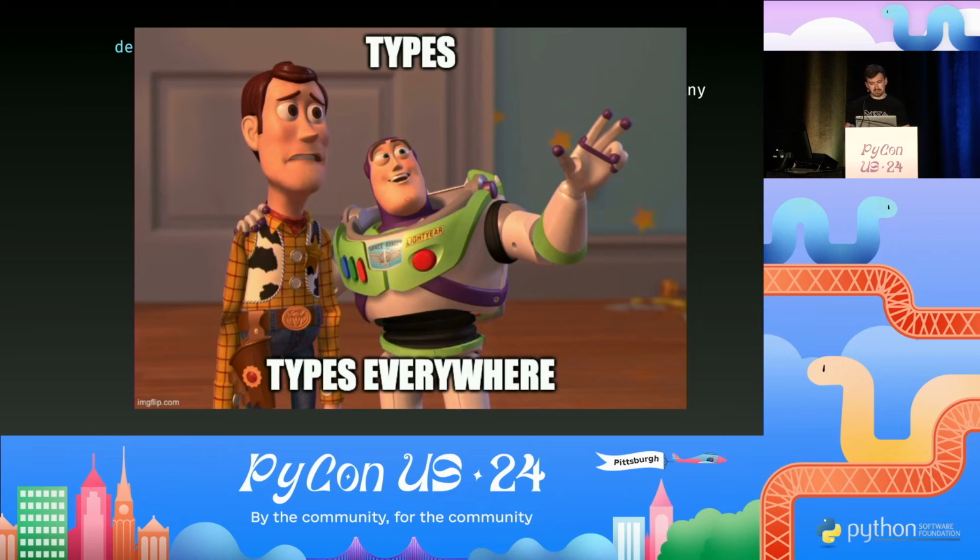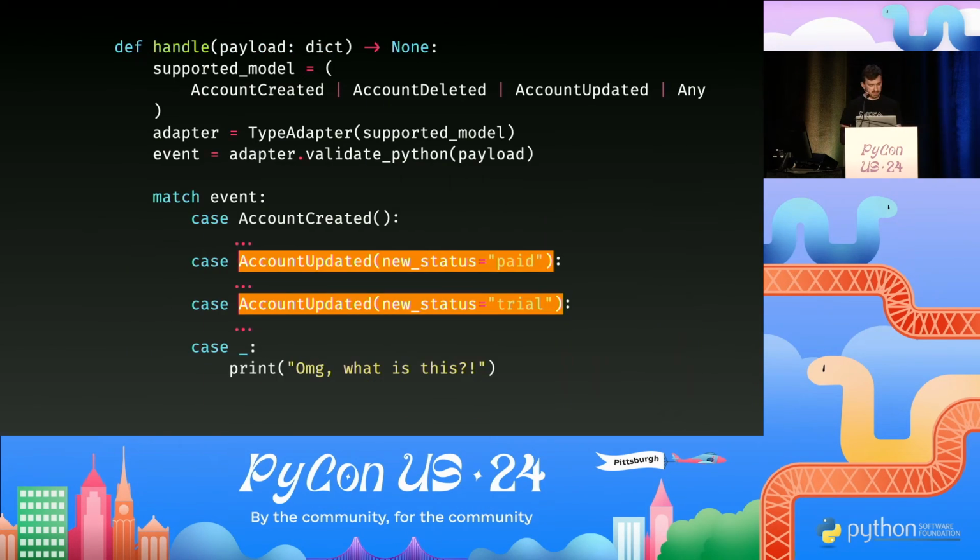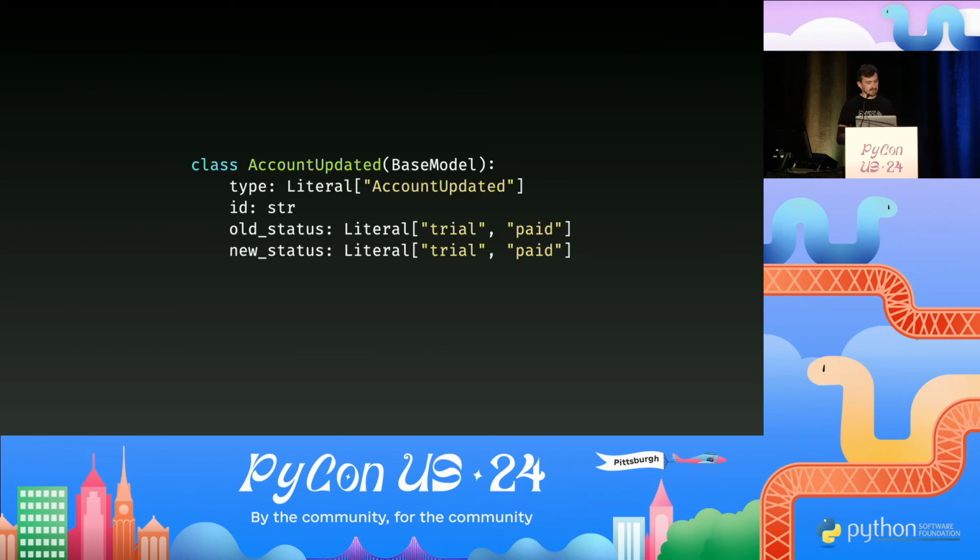However, we can still do a couple more steps. So first of all, now we are matching on attributes. It may not be really bad, but we can also just introduce more specialized types for it. So account updated, where old status and new status can be one of the values. We are actually only interested in two specific situations.